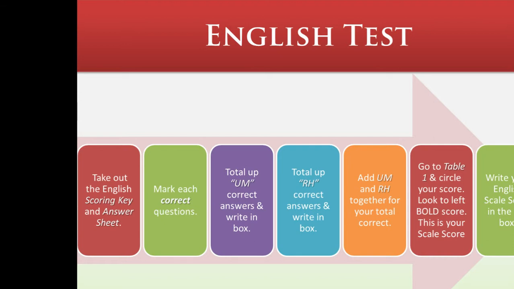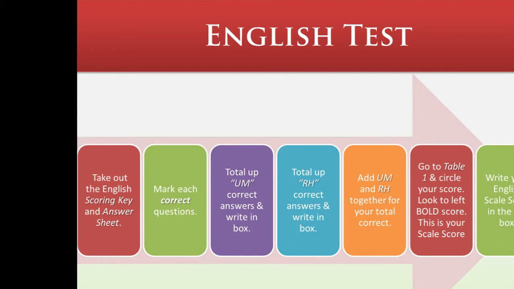After you've marked all of your correct questions, we're going to total up the first column, which is called Usage and Mechanics. It's labeled UM. So you're going to go down and count every correctly answered question in the UM category. Now that you have that number, write it at the bottom of the scoring key for English to see how many correct questions you got in the area of usage and mechanics.